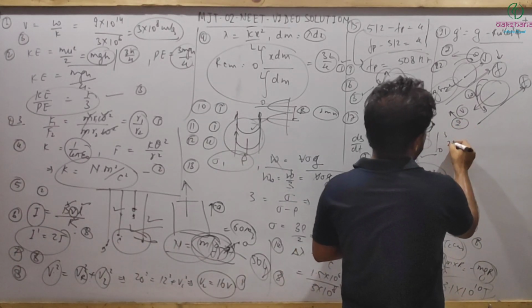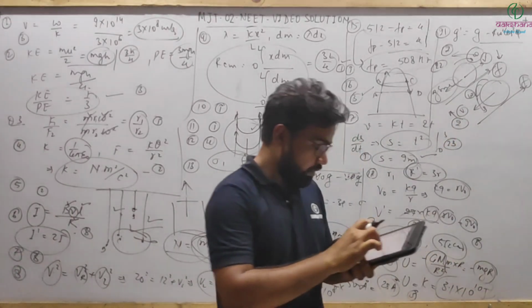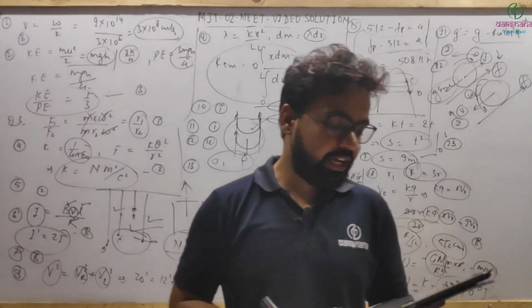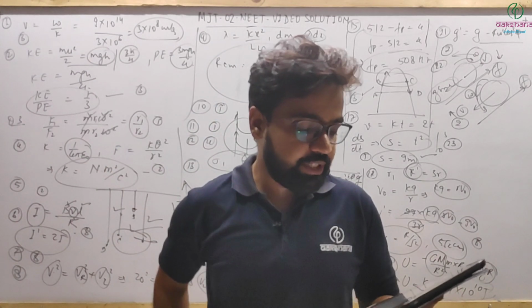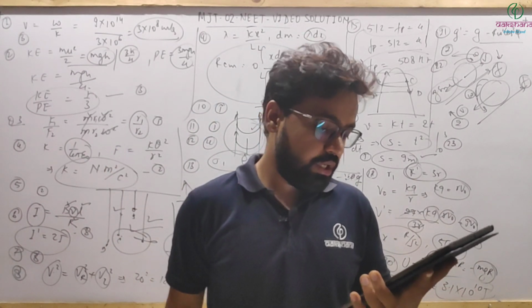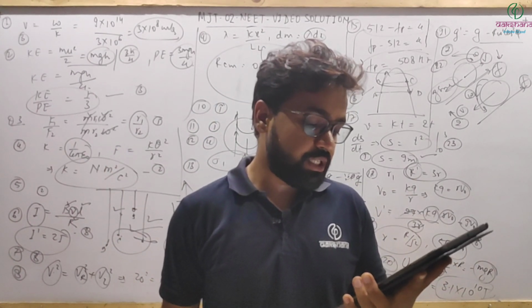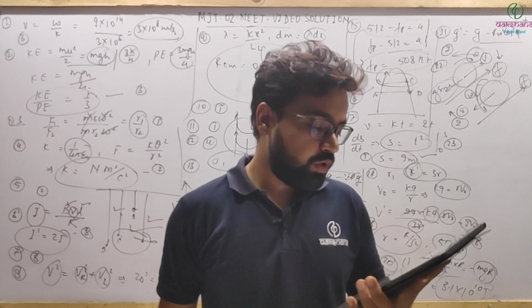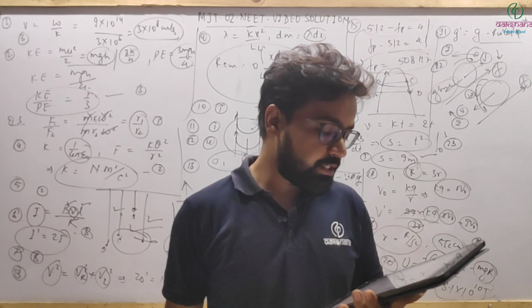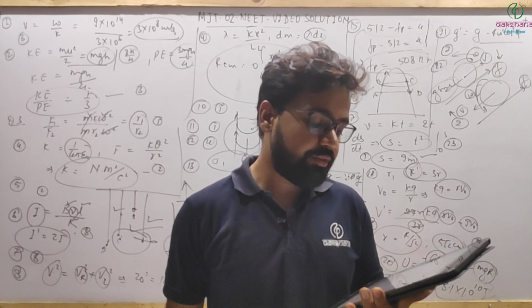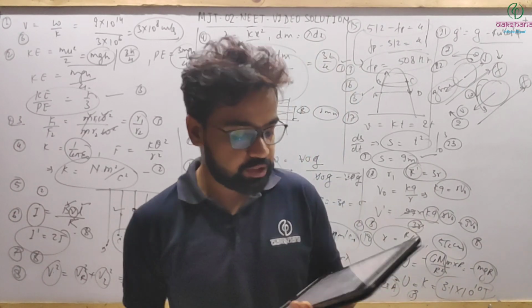Next question number 23. A mass m moves in a circle on a smooth horizontal plane with velocity v naught at a radius r naught. The mass is attached to a string which passes through a smooth hole in the plane as shown. Tension in the string is increased gradually and finally m moves in a circle of radius r naught by 2. The final kinetic energy.